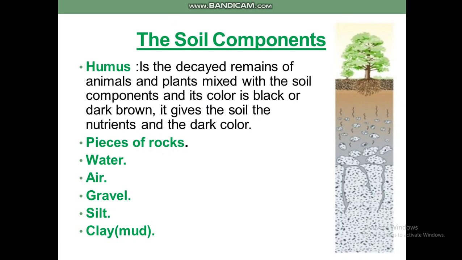The soil is composed of different pieces of rock, water, air, gravel, salt, and clay. And the most important part of the soil is the humus. Humus is the decayed organic remains which mix with the other components of our soil and give the soil its dark color, because these decayed remains are black or dark brown.